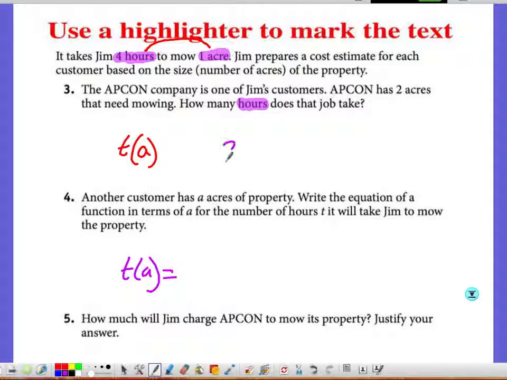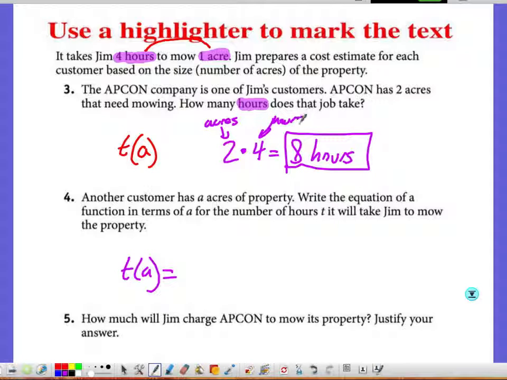So if we have 2 acres and it takes 4 hours for each acre, well, we basically multiply 2 acres by 4 hours, and that's going to give us a total of 8 hours that it will take to mow 2 acres. So 2 is the acres, 4 is the hours.